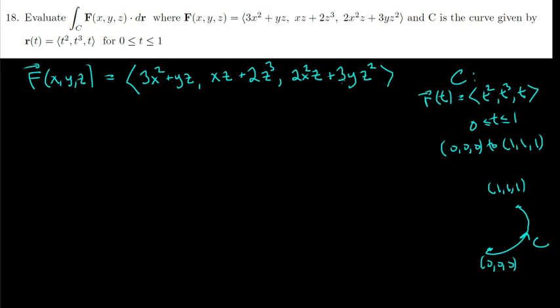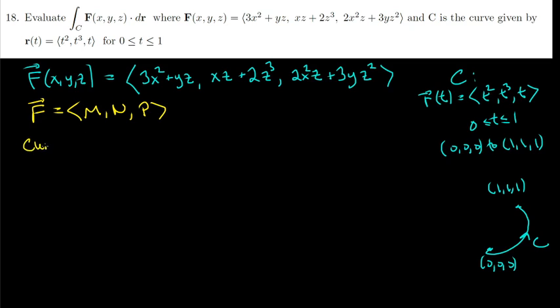But if the vector field is conservative, we can just find the potential function and then evaluate it at these two endpoints, the 0, 0, 0 and 1, 1, 1. So how can we tell if a vector field in space is conservative? So M, N, and P.